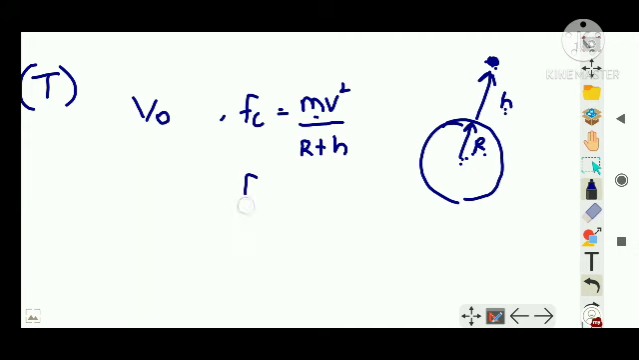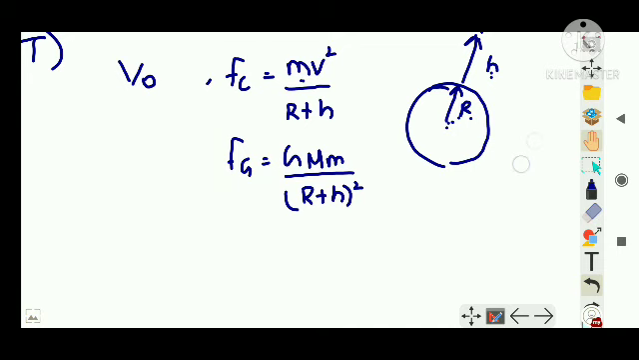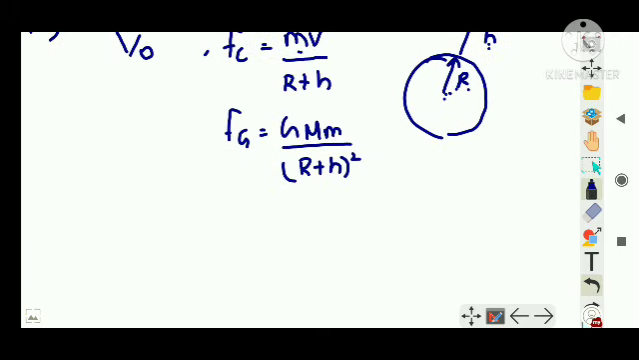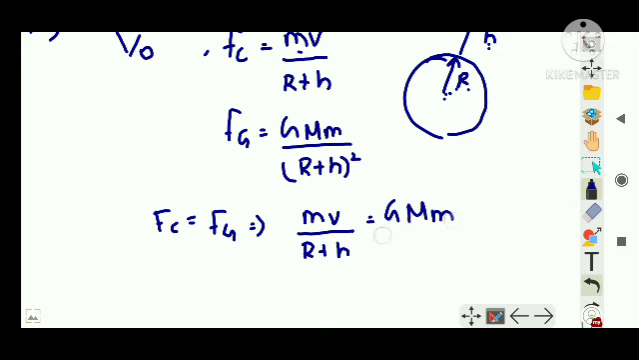Now gravitational force will exist between these two bodies. So gravitational force is equal to G M, that is the mass of Earth, into the mass of the satellite, divided by (r plus h) whole squared. Right. Now for the satellite to remain in its orbit, the centripetal force and the gravitational force should be equal. So I can write Fc is equal to Fg, or m v squared divided by (r plus h) is equal to G capital M small m divided by (r plus h) whole squared.